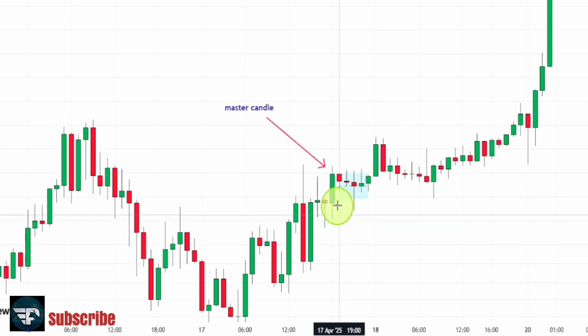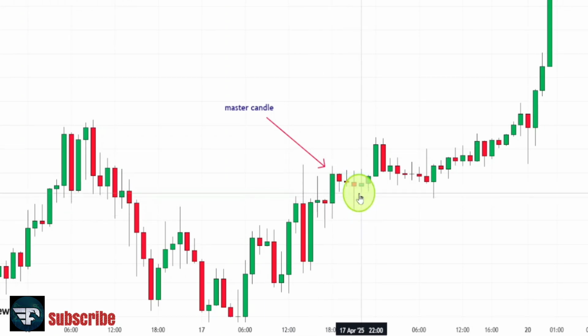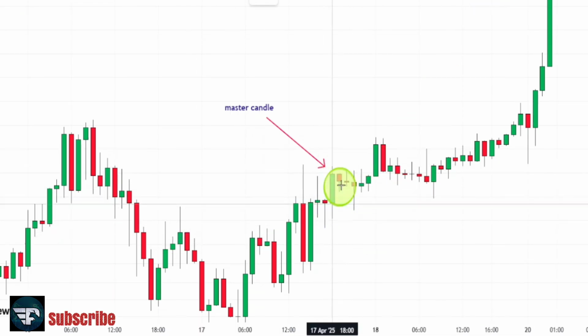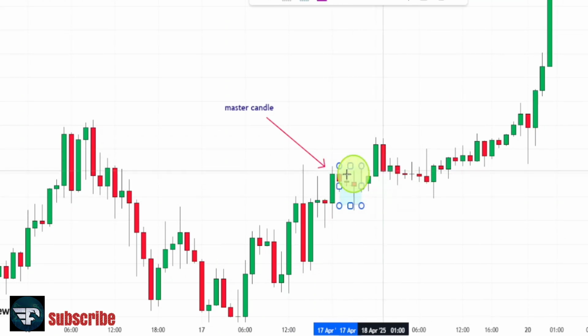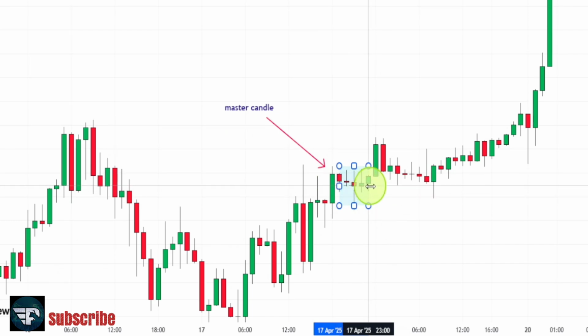Master candle is the strong momentum candle that covers the next 4 candles. Okay, it covers the next 4 or 5 candles. So in this case, this candle here is what we call the master candle. Why? Because it is covering these candles here 1, 2, 3, 4, 5. Okay, so the master candle is covering all the 5 candles here, and these candles here are what we call the child candles.